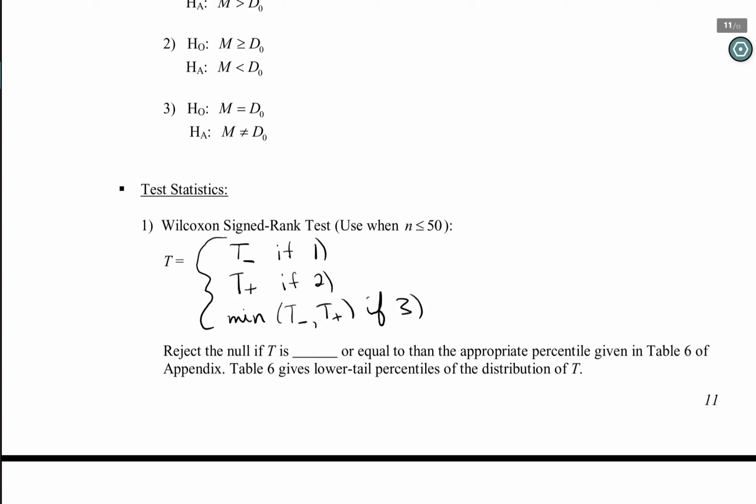Okay, and what we do is we reject the null if the T value is less than or equal to the appropriate percentile from Table 6 from the appendix, and this involves a particular distribution. This test statistic follows a distribution. We're not going to go into the background of how you get the distribution of this test statistic, but somebody else has done the work for us, and we have the appropriate percentiles, and all we need to do is compare our observed test statistic to the percentiles from the distribution to make a decision.